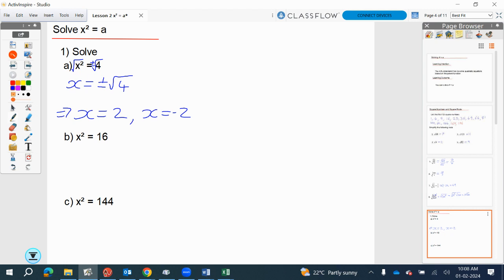Okay, so for the second one, we take square roots of both sides and we get x is equal to plus minus the square root of 16. What are our solutions going to be? Very good. x is equal to negative 4, x is equal to 4. All right, have a go at solving the last one for yourself. Write down the equation, write down the solution.